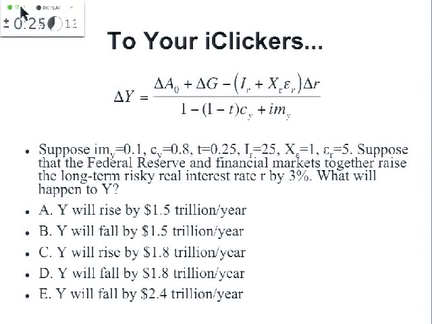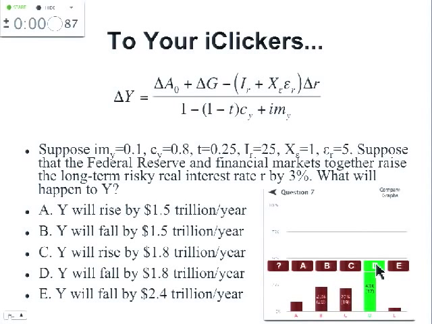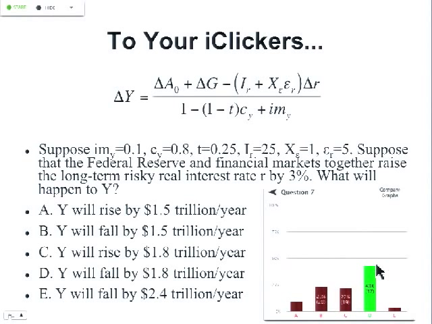The answer is, with these parameter values, output is going to fall by 1.8 trillion a year. You're going to get investment spending falling by 750 billion, 25 times 3, and export spending falling by 150 billion. Those add up to a 900 billion fall in autonomous spending. Multiply it by a multiplier of 2, and you get a 1.8 trillion fall in real GDP. That's what the impact of something that raises interest rates is going to be on this economy.